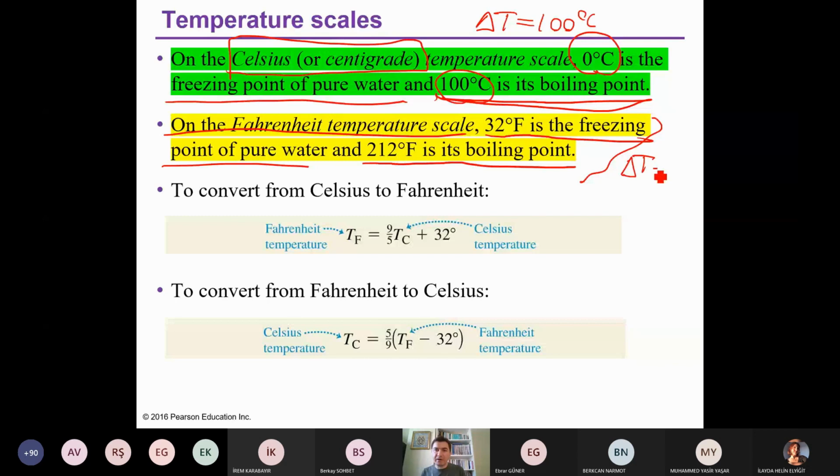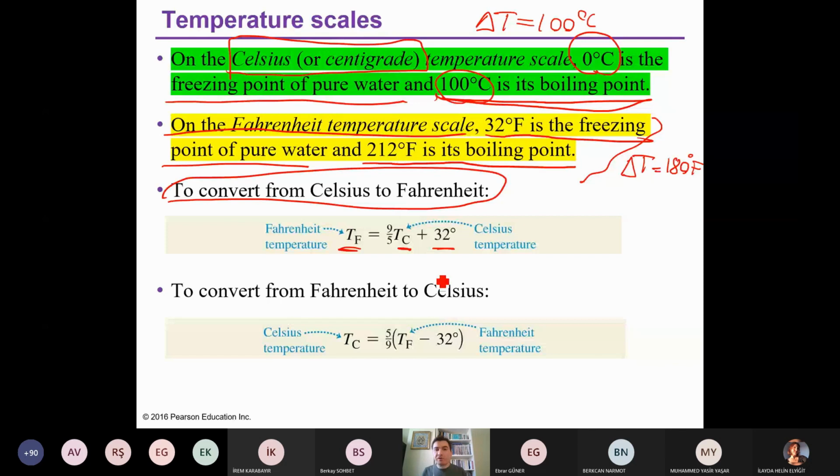180 degrees Fahrenheit. Okay, so you must be very careful, and you can convert the temperature scale from Celsius to Fahrenheit by using this formula. This is the Fahrenheit temperature. This is the Celsius temperature. You have to multiply Celsius temperature with 9 and divide by 5, and you have to add 32 degrees. Then you can find the Fahrenheit temperature.